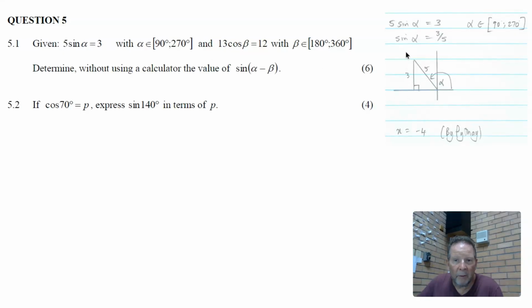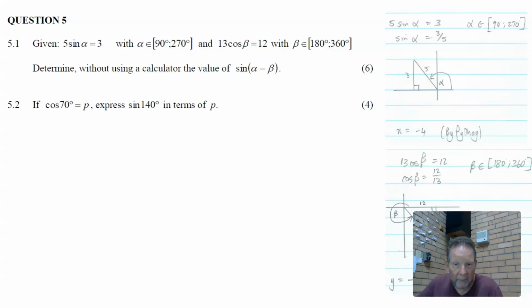And look, opposite over hypotenuse is 3 over 5. Use Pythagoras, you get 4, but you're going to the left, so remember it's minus 4 by Pythagoras. And there's your cosine, must be, like I said, in the fourth quadrant. And you go 13 squared minus 12 squared, square root it, you get minus 5 by Pythagoras. And there we go. We've got that.